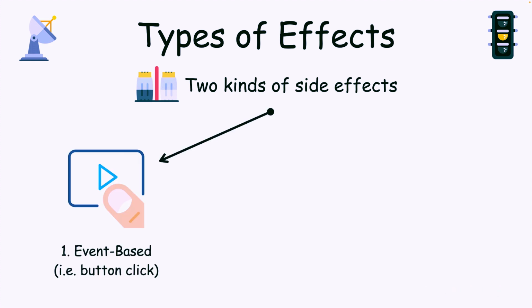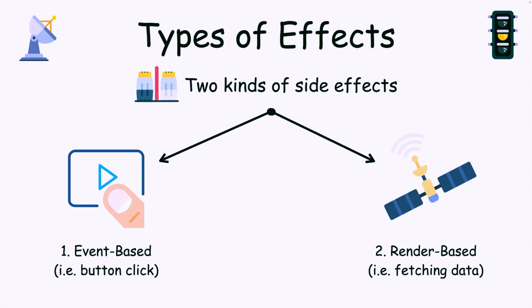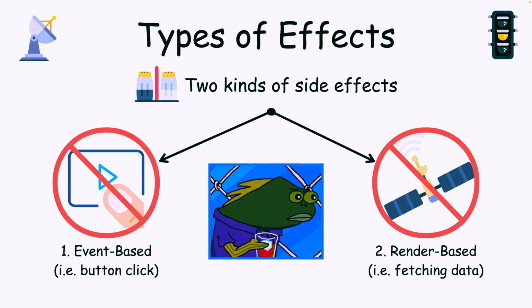Let's take a look at 2 types of side effects. Event-based side effects, which run when some event takes place, like a button click, and render-based side effects, which is a side effect which runs after render, such as fetching data. And it may surprise you, but useEffect really shouldn't be used for either type.